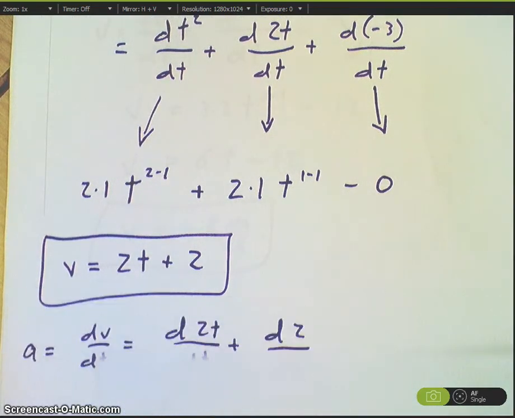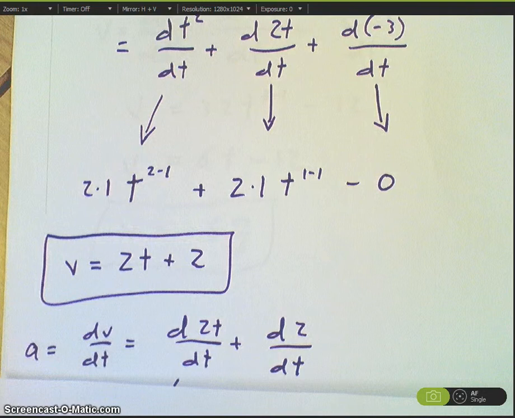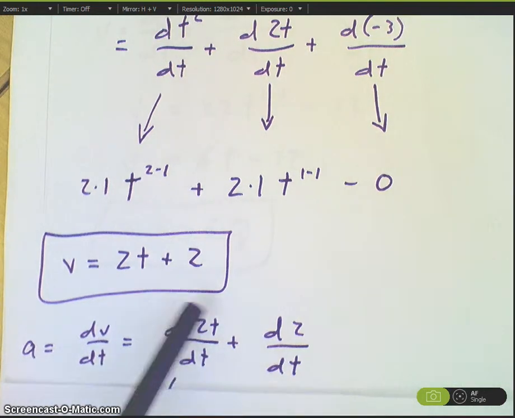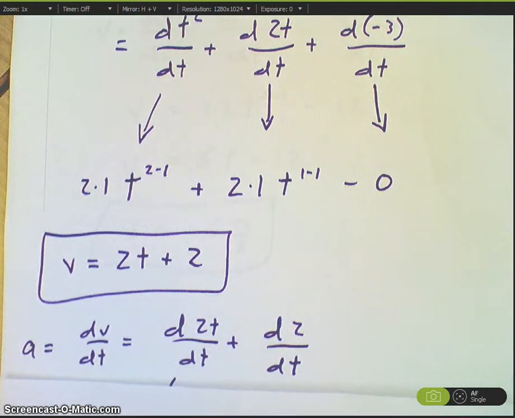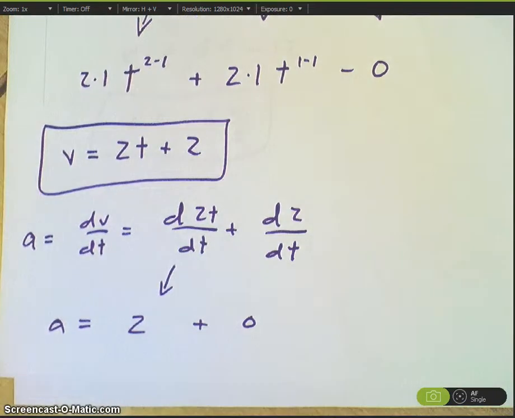And then I'd ask you to differentiate again with respect to t. So take dv dt, which by definition is acceleration. So that equation goes to this form, and it differentiates like so.